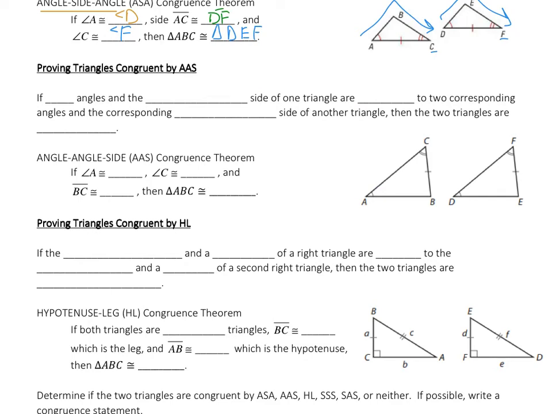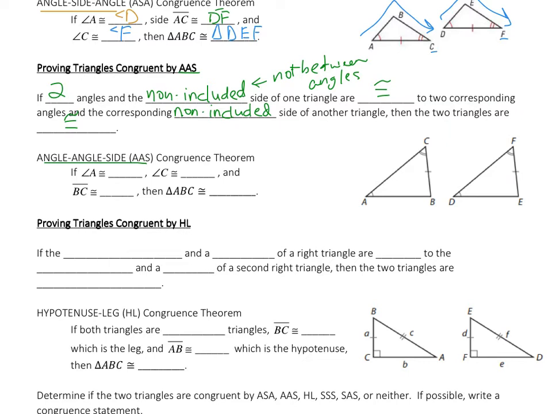The second of the 3 ways is proving that triangles are congruent by angle angle side. That's our AAS, and that's where we also have 2 angles, but the side is a non-included side. This means, since it's non-included, that it's not between the 2 angles that we have in our triangle. And if we have that they are congruent to 2 corresponding angles and the corresponding non-included side of another triangle, then the 2 triangles are congruent to each other.